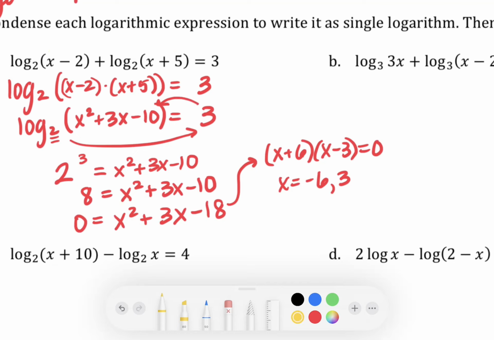Let's try the other one though. Negative 6 minus 2, negative 8. Nope, we cannot have that. So this solution does not actually exist. This solution is what we would call extraneous. We don't even need it. The only solution we want is that x equals 3.